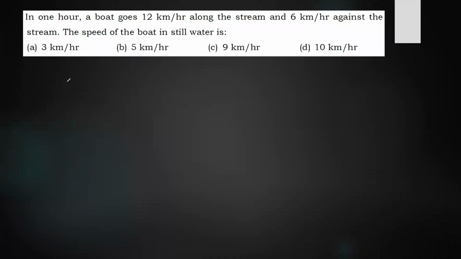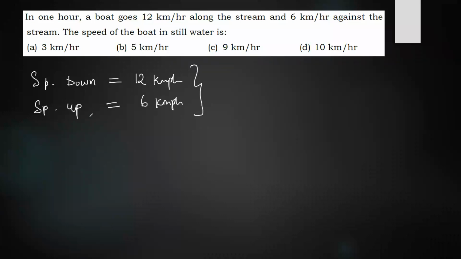So here they've given that in 1 hour, a boat goes 12 kilometers along the stream. What does it mean by along the stream? Along is nothing but downstream, right? Along, so same direction. Speed of downstream is 12 kilometers per hour. Okay.